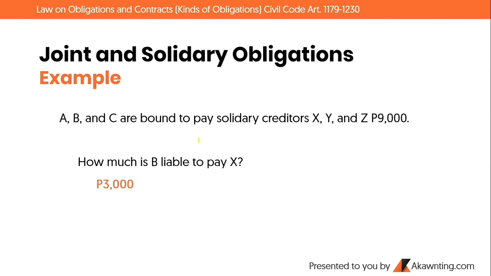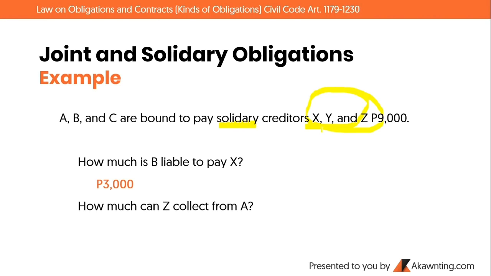Okay? Lahat sila, dahil sa pagiging solidary creditor, pwedeng maningil ng kahit anong utang. Kahit utang ni A, kahit na utang ni B, kahit na utang ni C. So, lahat sila pwedeng maningil. So, dito naman, how much can Z collect from A? Okay? So, si Z, sabi natin, ang pwede niyang makolect overall ay 9,000.